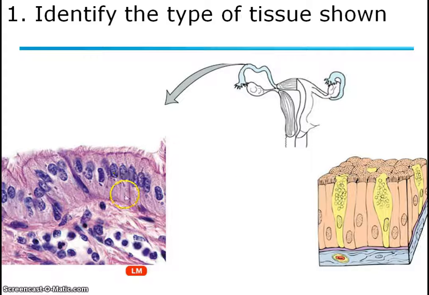I think that it's obvious that these are columnar. Hopefully you also noticed that they are ciliated. And the purpose of cilia is for movement, and if you look at their location, this would be for movement of an egg.